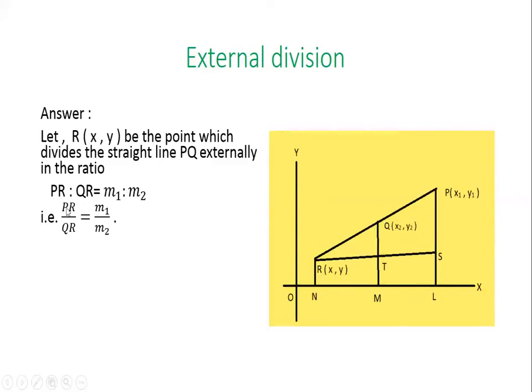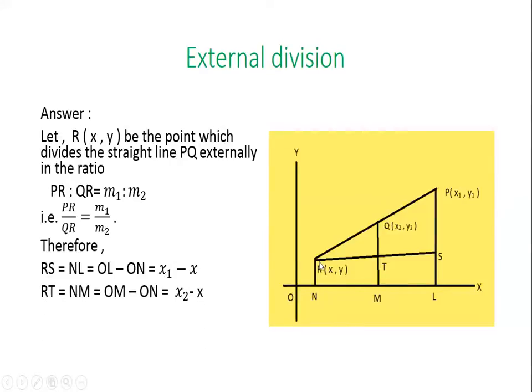From this we can write PR by QR equal to M1 by M2. Therefore RS equal to NL, that means OL minus ON. So finally RS equal to x1 minus x. For RT, we can write RT equal to NM equal to OM minus ON, whereas OM equal to X2, ON equal to X. So finally RT equal to X2 minus X.